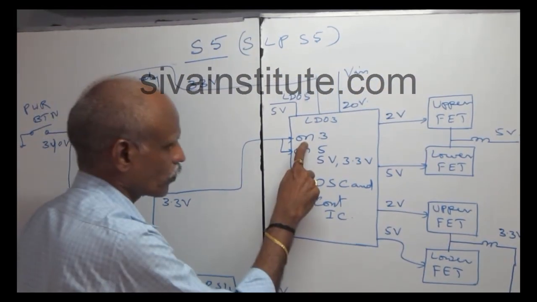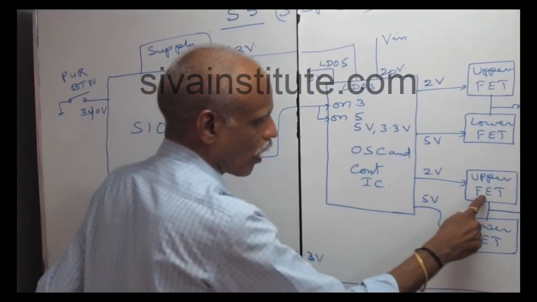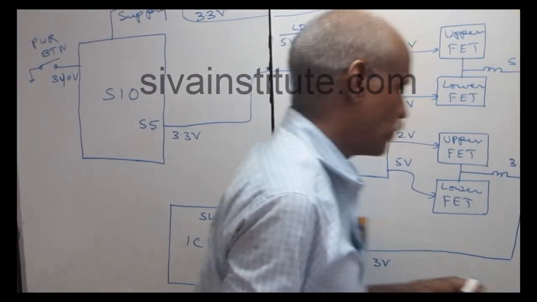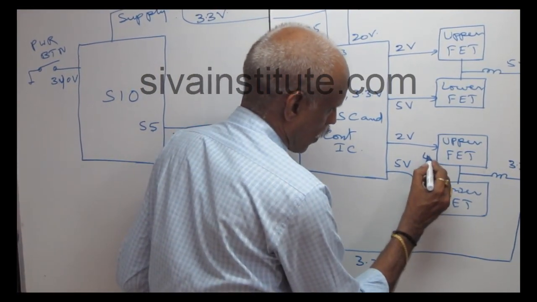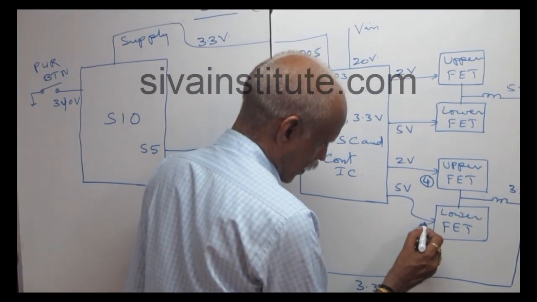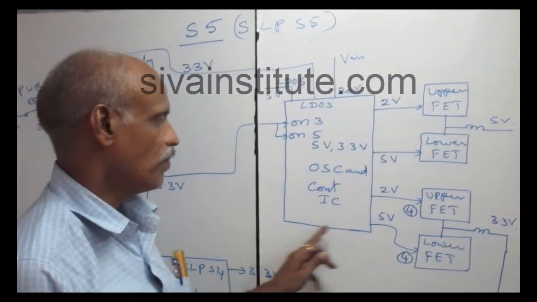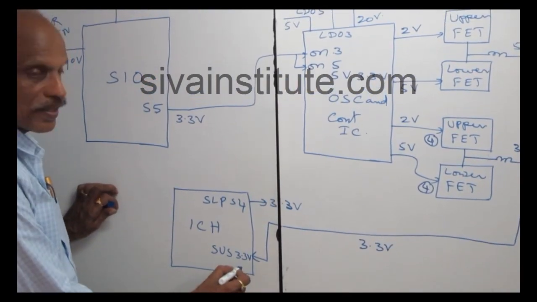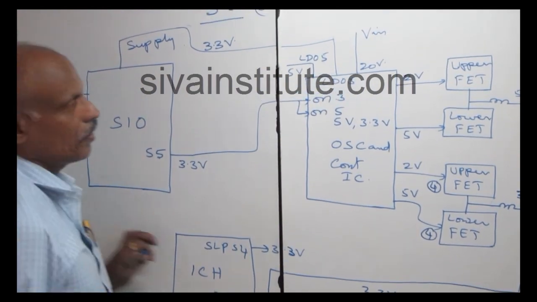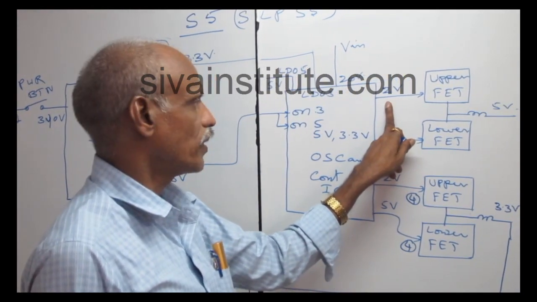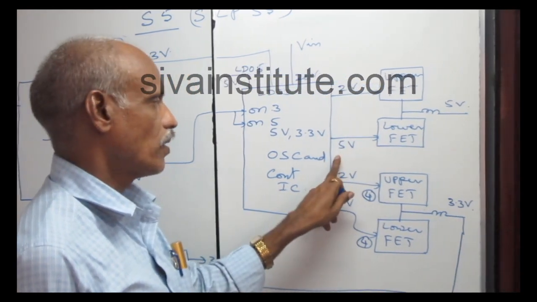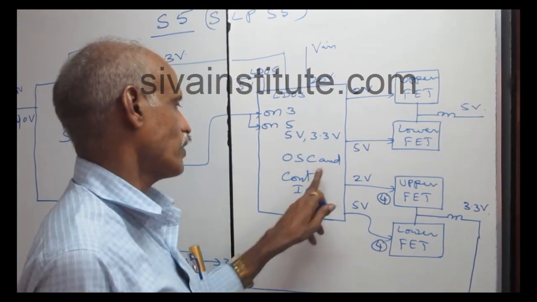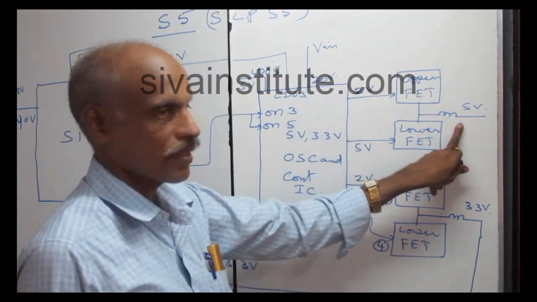When 3.3 volts comes to this one, this IC releases 2 volts to the upper FET, pin number 4. This is the upper FET gate, and this is the lower FET gate. 5 volts comes to this lower FET. Immediately the output voltage comes from this IC. This voltage goes to the ICH suspend 3.3 volts pin. When you give 2 volts to the upper FET and 5 volts to the lower FET, this voltage will release. This voltage goes to all regulator oscillator controller ICs. We will see that after this.